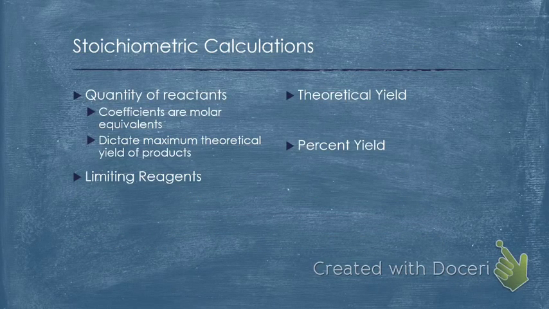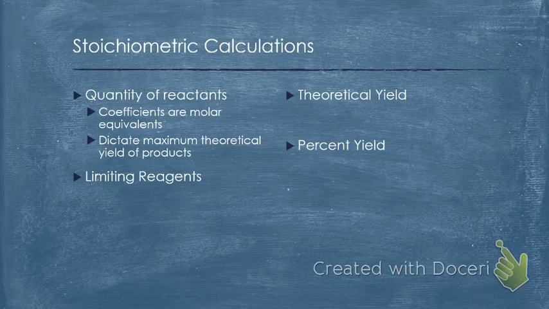So, this portion of the chapter deals with a term called Stoichiometric Calculations, which sounds really scary, but in reality, all of that means is that the quantity or the amount of reactants that you have will dictate the maximum amount of products that you can make, which is really common sense. And stoichiometry is a fancy way of just saying, look at the coefficients and the ratio of how many of each type of reactant will make how many products. And finally, we'll talk about limiting reagents, the theoretical yield, and percent yield.